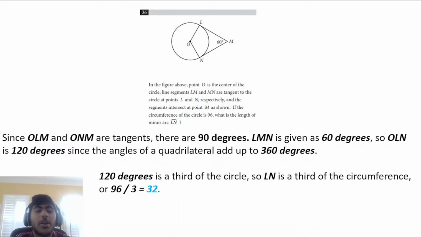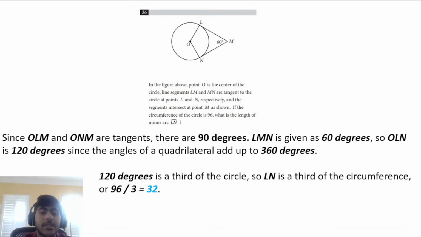Well, since OLM and ONM are tangents, they're 90 degrees, right? Tangents are always 90-degree angles. So LMN is given as 60 degrees, so OLN is 120 degrees. Or no, LON is 120 degrees, since the angles of a quadrilateral always add up to 360 degrees.